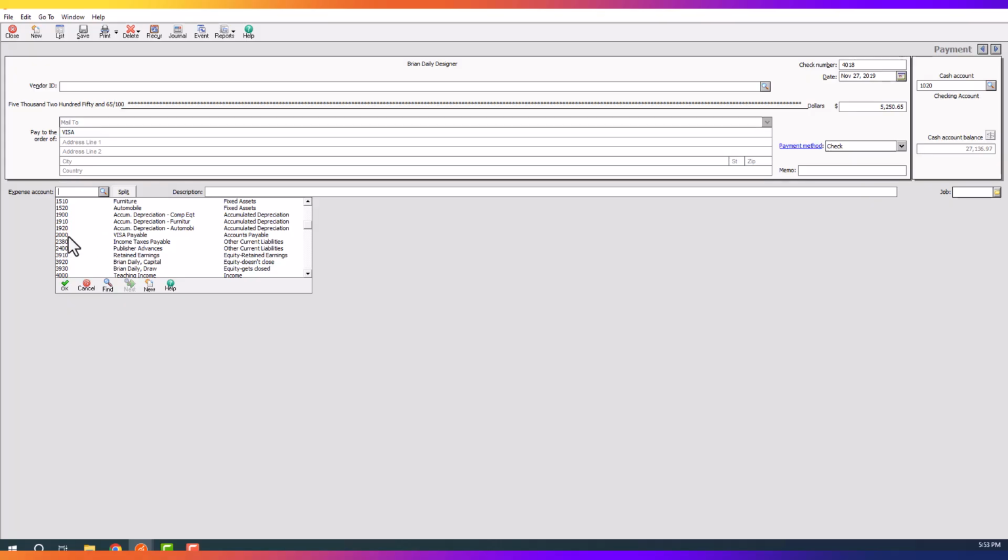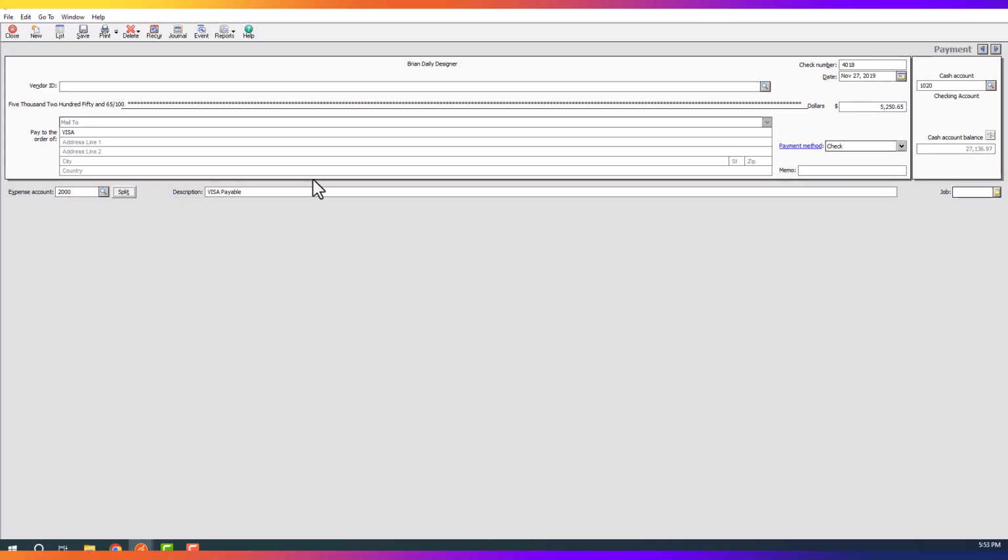So here's the account number 2000 Visa payable. That's the one we're paying off here. So make sure all these details are matching up and then save the transaction.